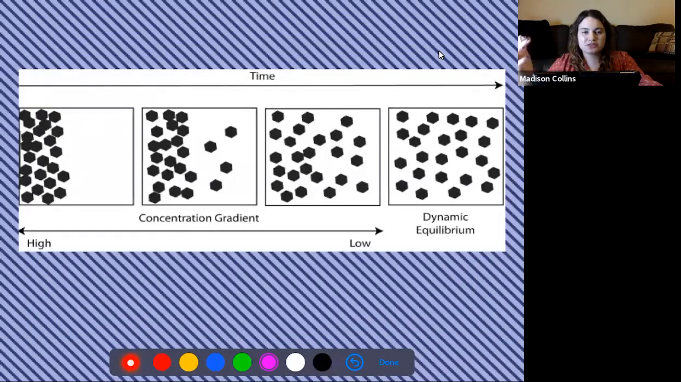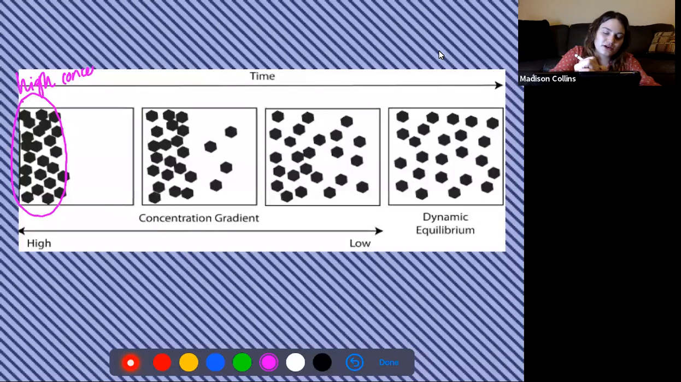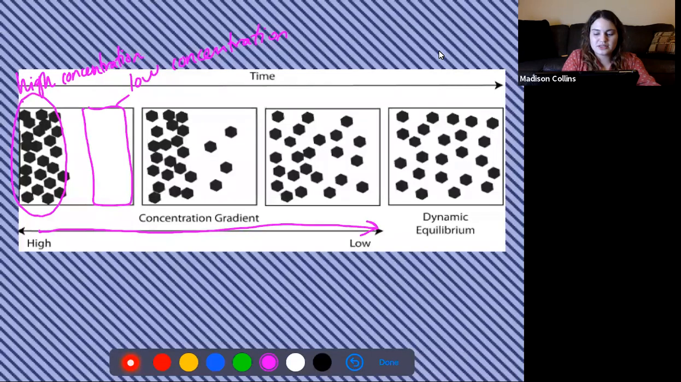All right. Next, so here is a visual demonstration of what diffusion looks like. Again, we're starting out with a high concentration. Okay, so a high concentration of molecules. And these spaces over here have a low concentration of molecules. And over time, what we see happening is that these molecules are moving down the concentration gradient, which means that they are traveling from high to low concentrations.